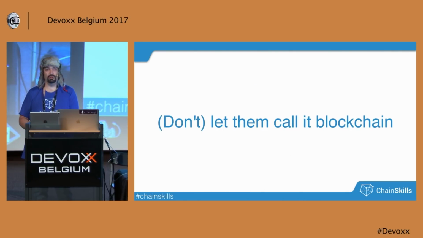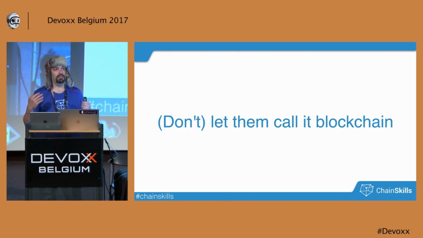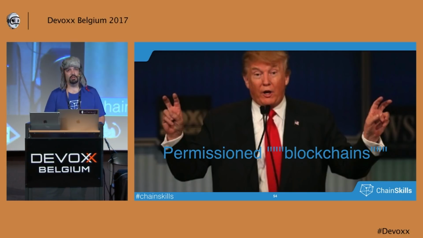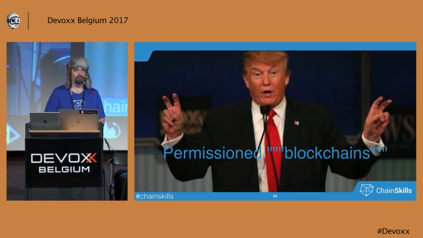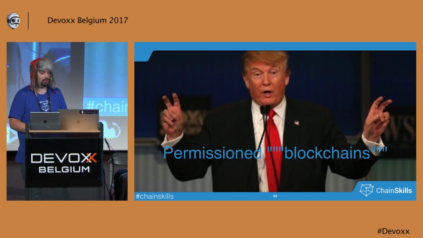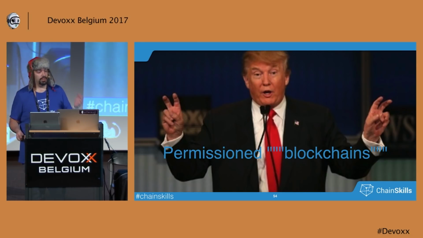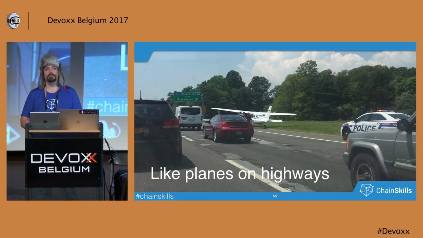is what you should not call a blockchain. And again, if you've seen our talk last year, you saw that I'm kind of obsessive with that, but I think it's very important to balance the message and inform everyone on what a blockchain really is, because you might sometimes hear of this thing called permissioned blockchains. And notice the number of quotes around blockchains. For us, and for a lot of people in the blockchain community, permissioned blockchains are like planes on highways.